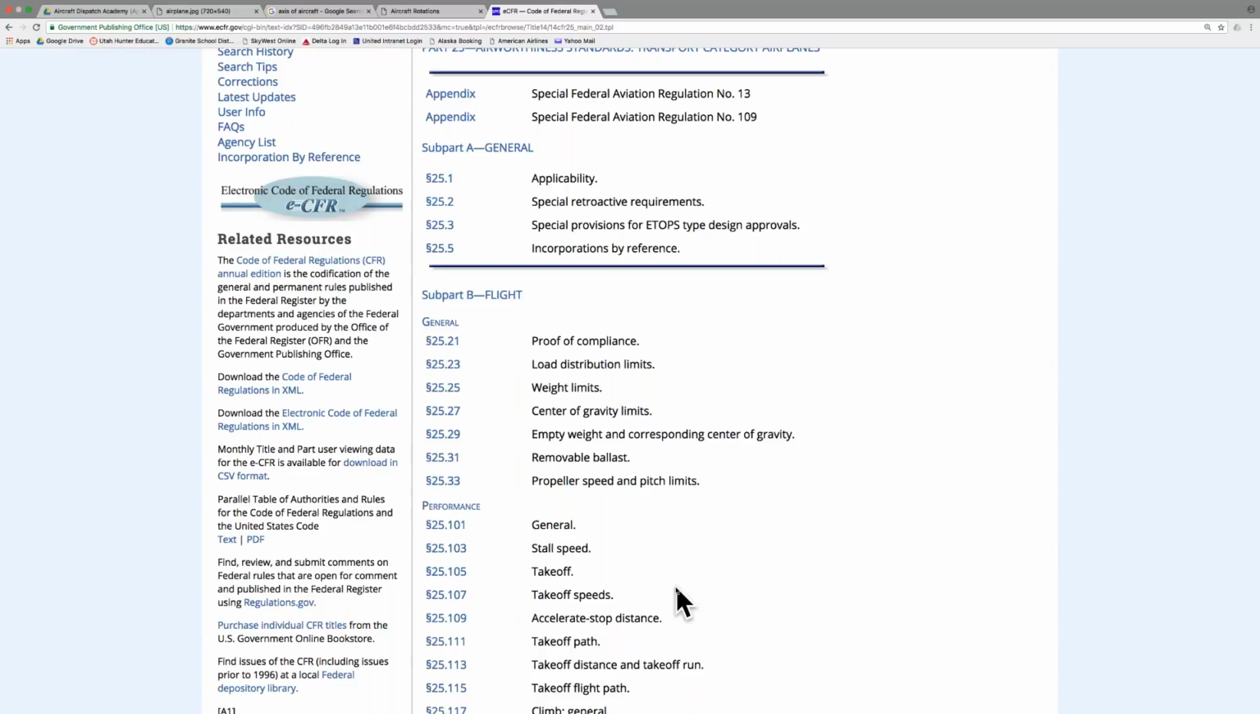So even then, there's no way for you guys, for any dispatcher, to really retain 100% of the information and know exactly what every one of these FARs is going to say. So the important part is to know how to look it up if you have a question. And that's the same as when you're actually dispatching for a company.